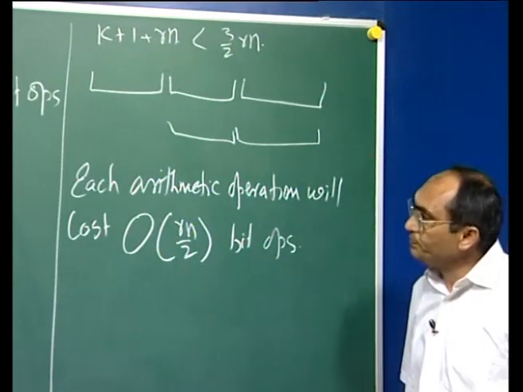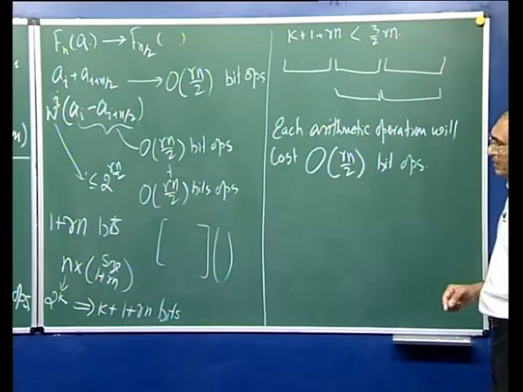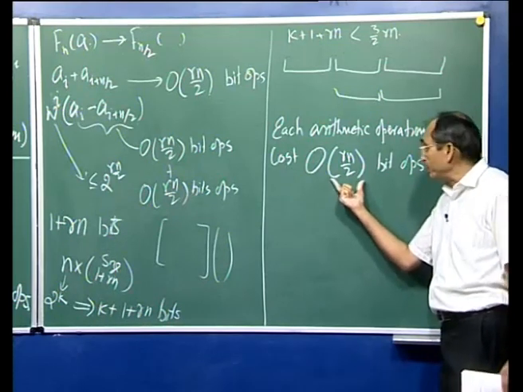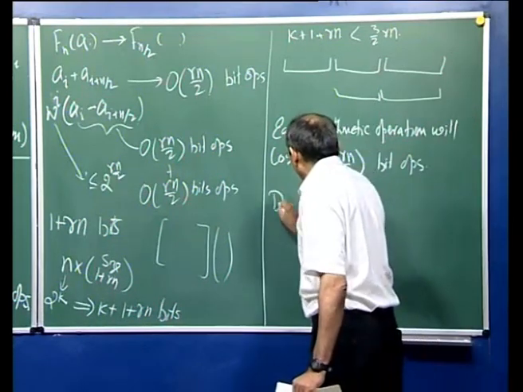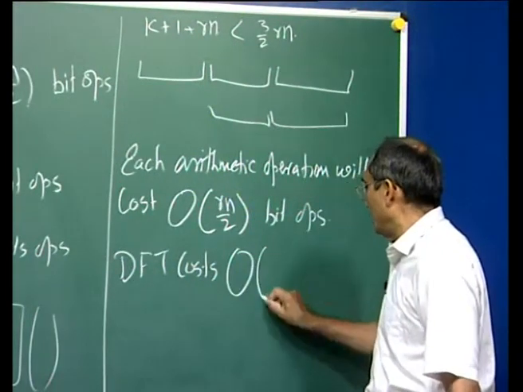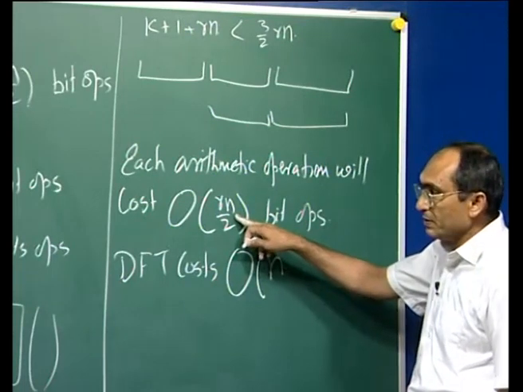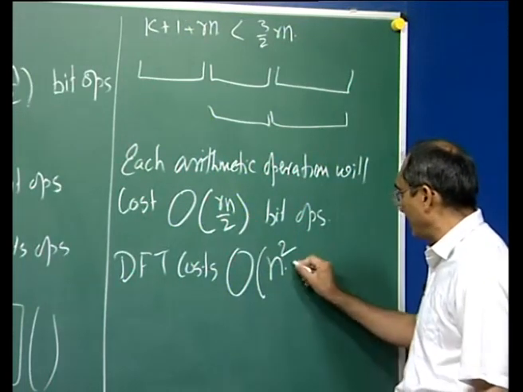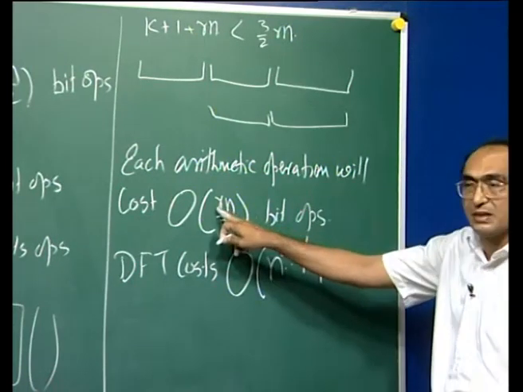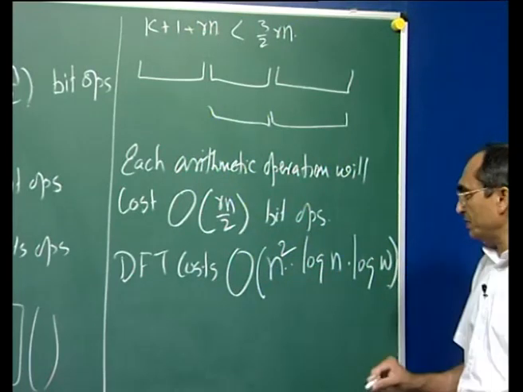You can perform the entire DFT by performing n log n operations, each taking this many bit operations. So, the DFT cost order n, there are 2 n's, n square times log of n times, and R is nothing but log of W. So, which is log of W, these many bit operations.